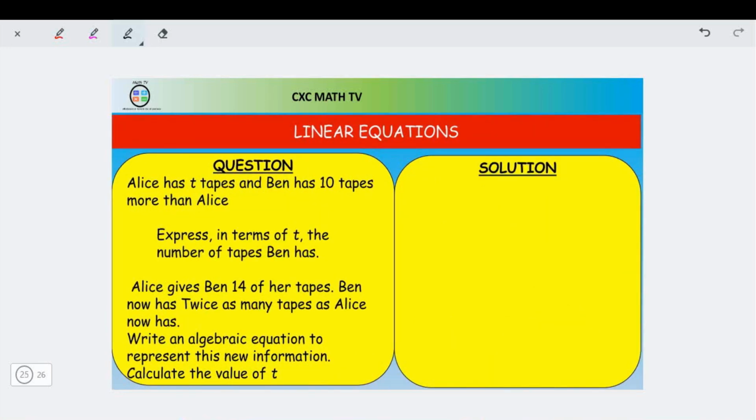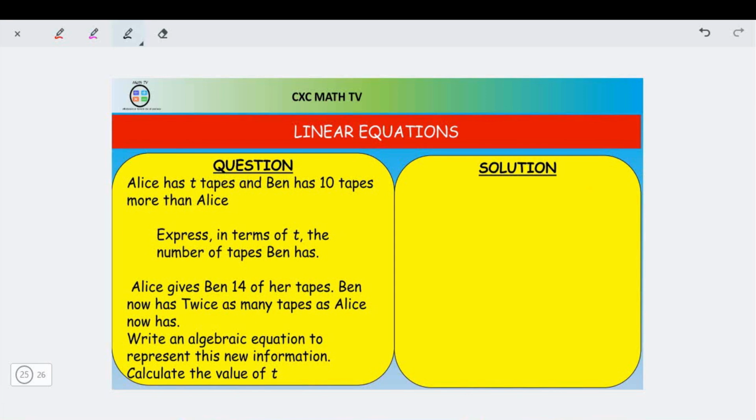And so for homework, we're giving you this question to do. We're not going to do it together. This is for your homework. Alice has T tapes and Ben has 10 tapes more than Alice. Express in terms of T the number of tapes Ben has. And then go ahead and use that to write down the information given below. Alice gives Ben 14 more of her tapes. Ben now has twice as many tapes as Alice. Write an algebraic equation to represent this expression and find how many tapes Alice has, which is the value of T.